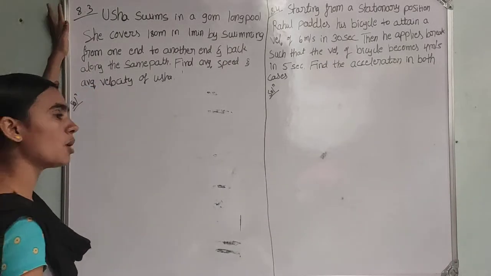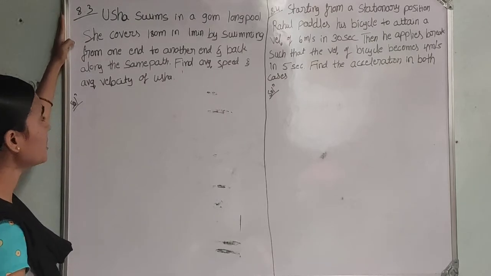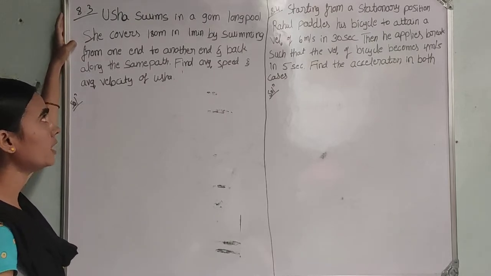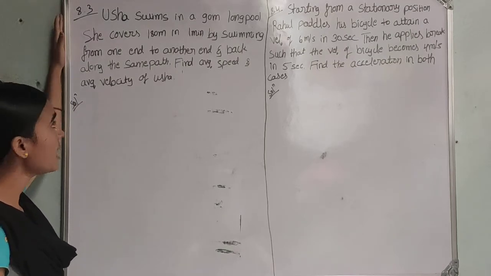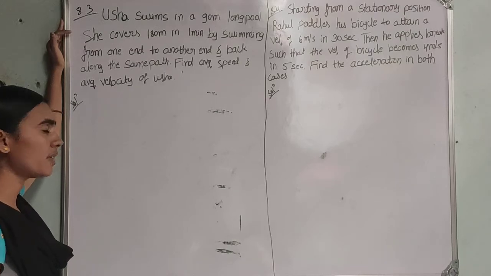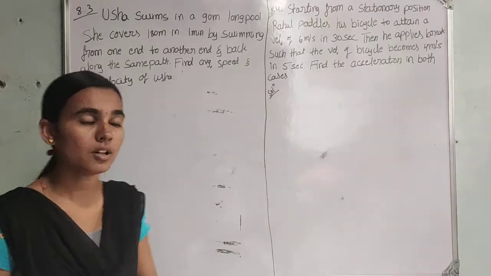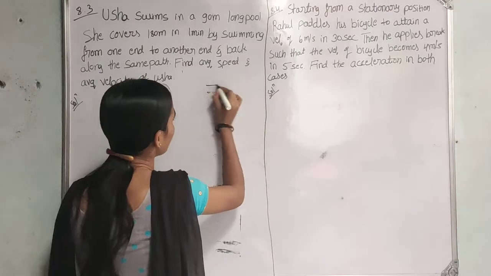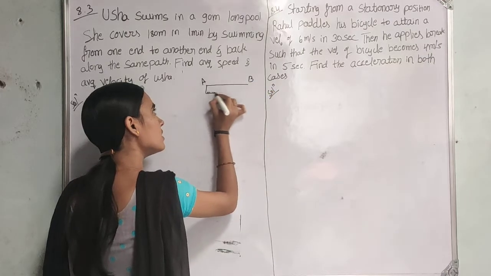Problem 8.3 says that Usha swims in a 90-meter long pool. She covers 180 meters in 1 minute by swimming from one end to the other and back along the same path. Find the average speed and the average velocity of Usha. So Usha is a swimmer, swimming in a swimming pool. That is A, B.